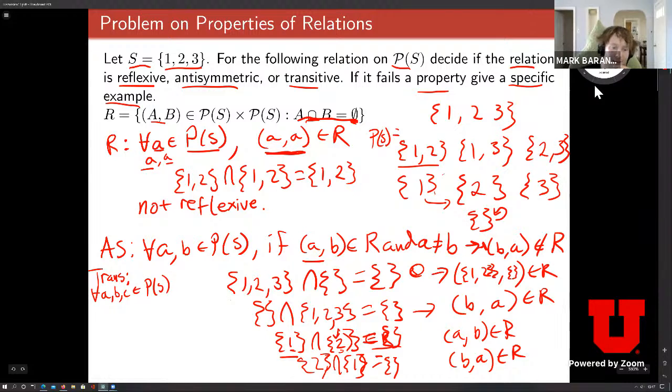So for all A, B, and C in the power set of S, if (A, B) is in the relation and (B, C) is in the relation, we need to show that (A, C) is in the relation. So I'll give you 2 minutes to think about that. Think about whether it's true or false. Maybe just 1 minute.